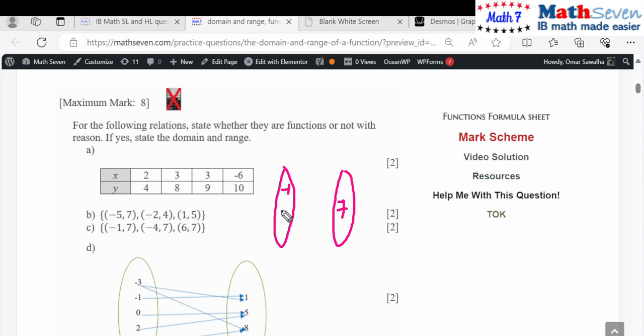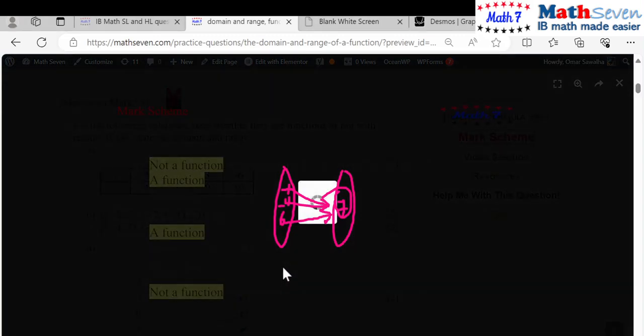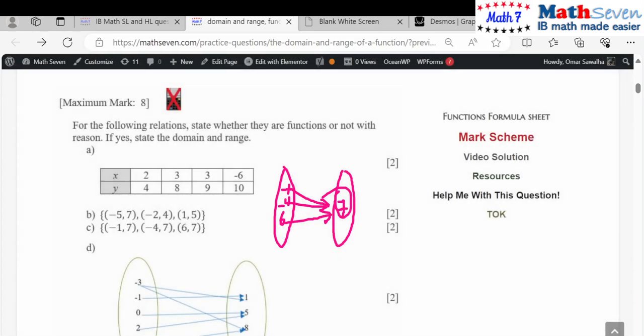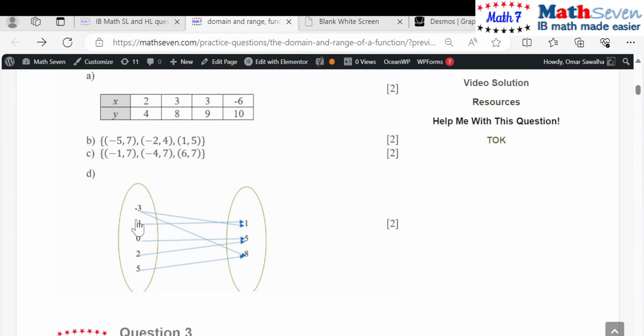So -1, -4, and 6, these values are all connected with an output of 7. That is a function, and the domain is -1, -4, and 6, and the range is 7. Let's check the mark scheme, students, so that you can see. So the first one, not a function. The second one is a function. The domain is this and this, as you saw. Okay, that's very nice.